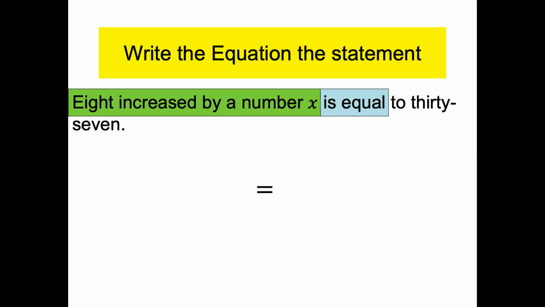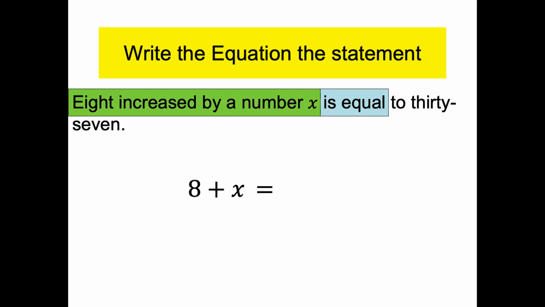8 plus x. Absolutely. Why is there a difference? Why is it 8 plus x instead of x plus 8? Go ahead. It says 8 increased by x. It doesn't say x increased by 8. It says 8 increased by x. So plus x would be increasing by x.